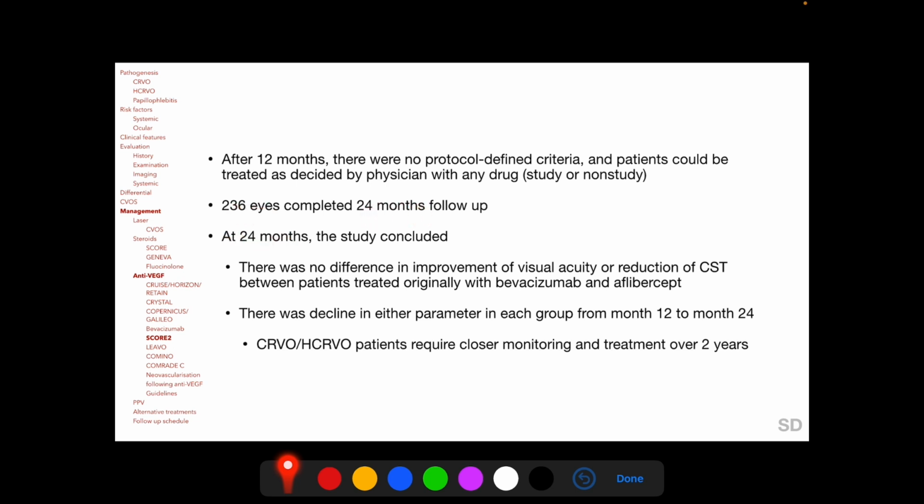At 24 months, SCORE 2 concluded that there was no difference in improvement of visual acuity or reduction of central subfoveal thickness between patients treated originally with bevacizumab or aflibercept, but there was decline in either parameter, visual acuity and central subfoveal thickness, in each group, that is bevacizumab and aflibercept, from month 12 to month 24, and so SCORE 2 recommended that CRVO and HCRVO patients require closer monitoring and treatment at least over 2 years.